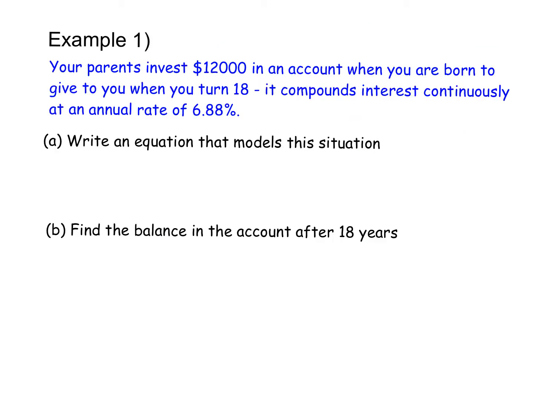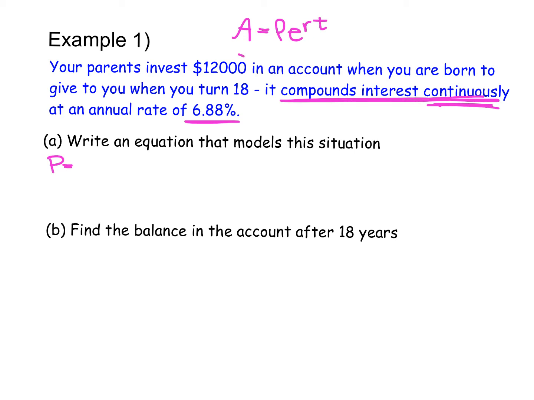So let's walk through a couple of examples together here. This one says, your parents invest $12,000 in an account when you are born to give to you when you turn 18. The interest compounds continuously at an annual rate of 6.88%. Because it says continuously here, we know we're going to use this PERT equation. And we're going to need to find P, R, and T eventually in order to find the amount of money we have now. So P, remember, is your initial amount or your principal, as we call it.